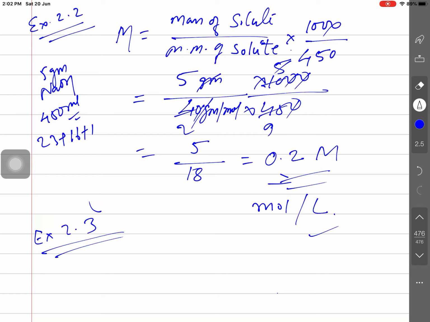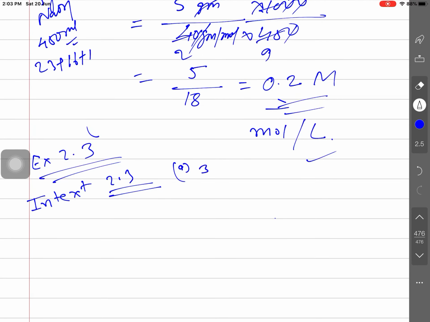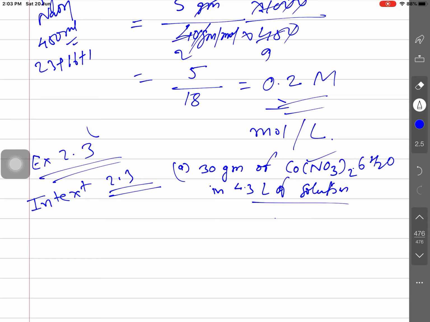Okay, now see in-text question 2.3. Calculate the molarity of each of the following solutions. A: 30 gram of cobalt dinitro hexa aqua, Co(NO3)2·6H2O, in 4.3 liter of solution. Calculate the molarity.